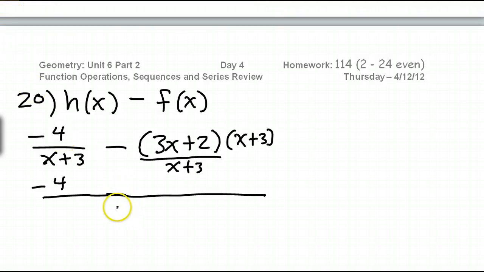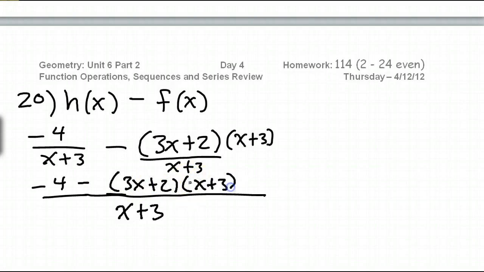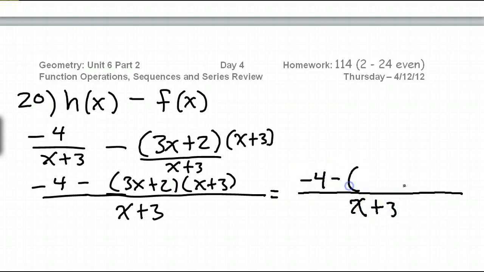Okay, keeping the common denominator of x plus 3, I'm just putting all the numerators together. So negative 4 minus 3x plus 2 times x plus 3. I'm going to have to FOIL this, double distribute. So I'm going to have x plus 3, got my negative 4 minus. Now I'm going to double distribute this.